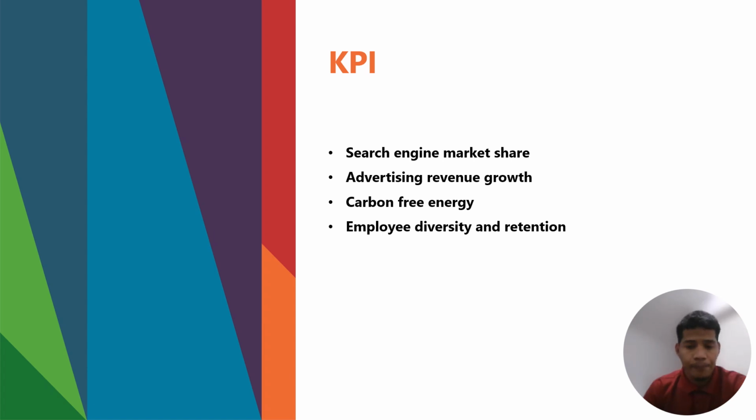Second, advertising revenue growth. Advertising remains the company's main source of economic success. Third, carbon-free energy goal. Google tracks its progress towards running entirely on carbon-free energy by 2030. Fourth, employee diversity and retention. These metrics show whether Google is building an inclusive and sustainable workplace. These four KPIs cover economic, environmental, and social success.